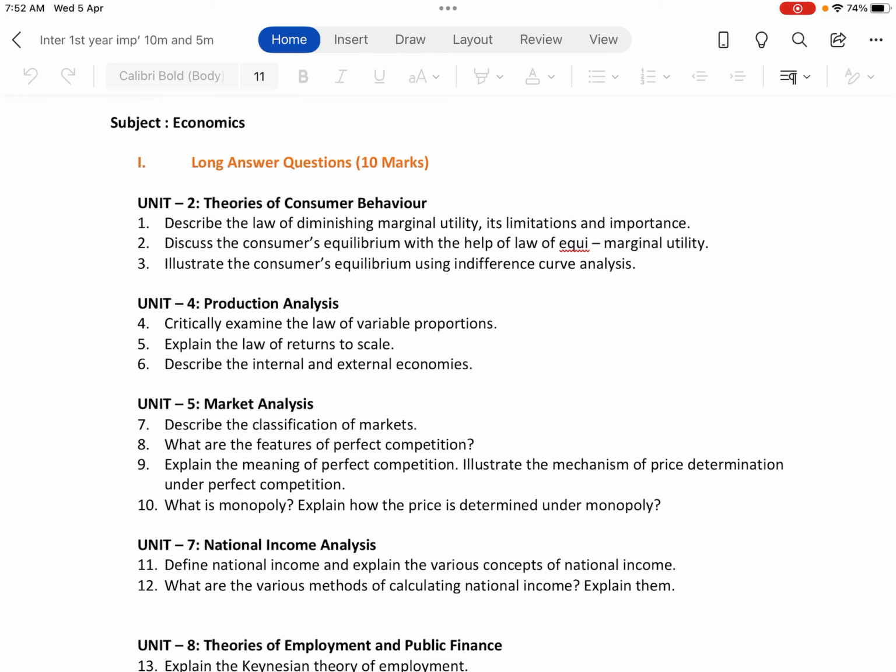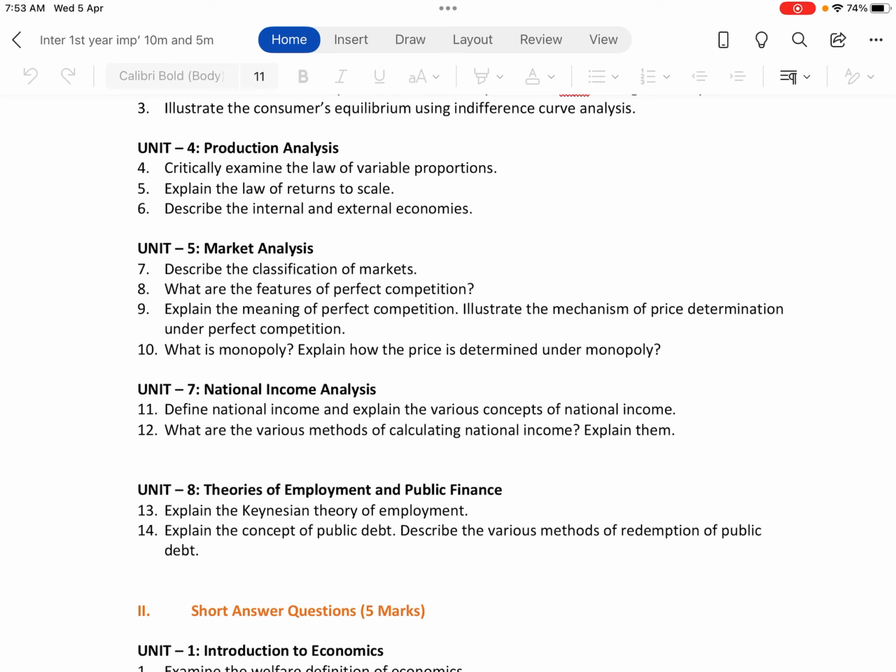The next 10 marks you can expect from Unit 7, national income analysis. 11th question: define national income and explain the various concepts of national income. You have the various concepts, isn't it? GNP, GDP at market prices, NNP at market prices, NNP at factor cost, per capita income, disposable income, personal income. All those concepts you have to write clearly along with the formula. And these concepts are important even for 2 marks.